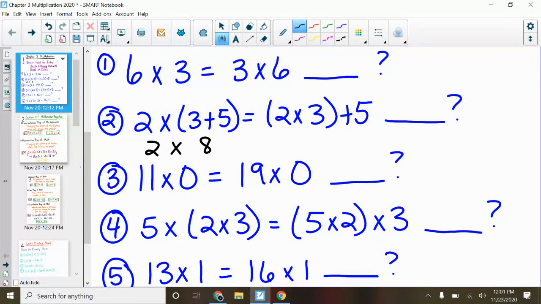Now, if I go to the opposite side and I work what's inside the parentheses first, because PEMDAS tells me I have to do that, 2 times 3 gives me 6. But if I bring down my leftover stuff, which is the plus and the 5, I now have 11. So what's on the left side of the problem doesn't equal what's on the right side of the problem. So this would be a false statement.